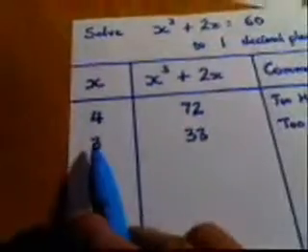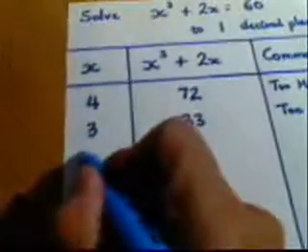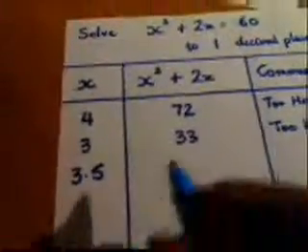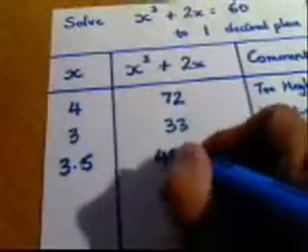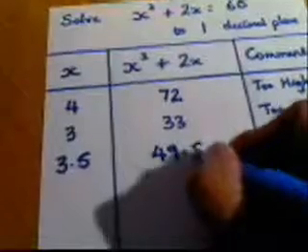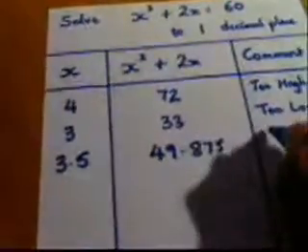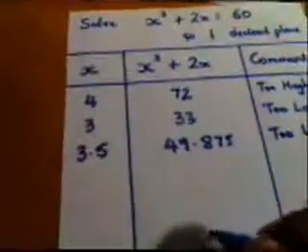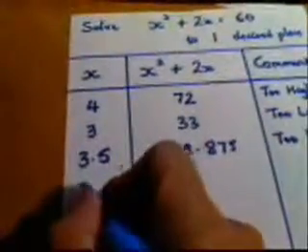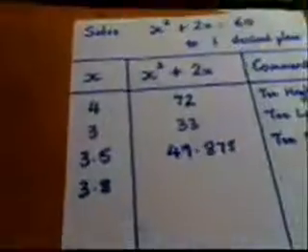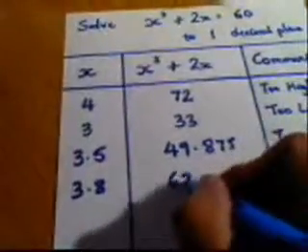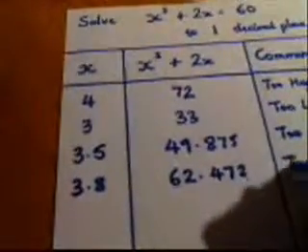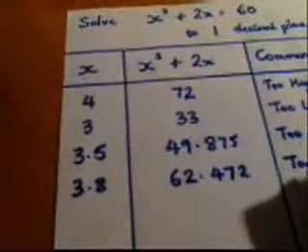Now I know my solution lies between 3 and 4, so I'm going to go for 3.5. So the principle is exactly the same, and that will give me an answer of 49.875, which is too low. So I'm now going to try to see if I can get a bit closer by going for 3.8, and that will give me 62.472, which is too high.